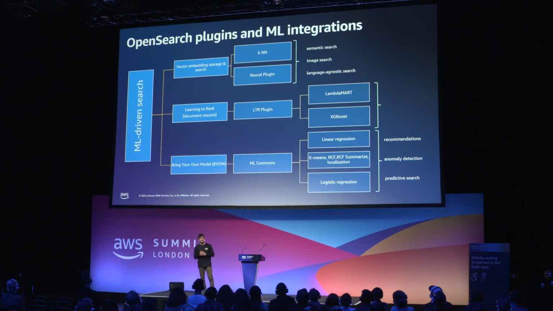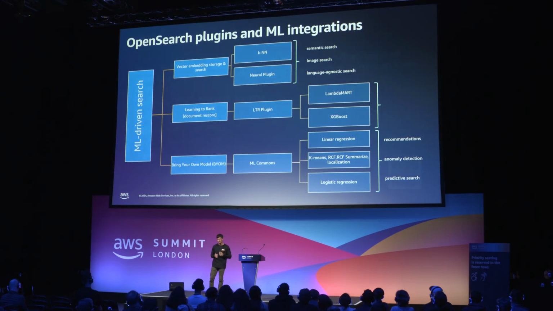For search and completion, we also have other ML plugins, like the learning to rank plugin, which allows you to re-rank results based on past user history. And you also have ML Commons, which allows you to bring other machine learning algorithms into the realm of OpenSearch in order to do other activities like recommendations or predictive search.